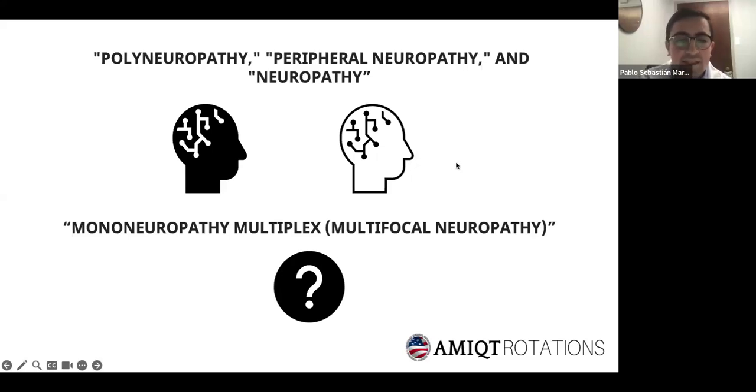And the last term, neuropathy, which again is frequently used synonymously with peripheral neuropathy or polyneuropathy, can refer even more generally to disorders of the central and peripheral nervous system. The last one is a term that can cause confusion. Mononeuropathy multiplex refers to simultaneous or sequential involvement of non-contiguous nerve trunks. For example, this term can refer to multiple compression mononeuropathies.